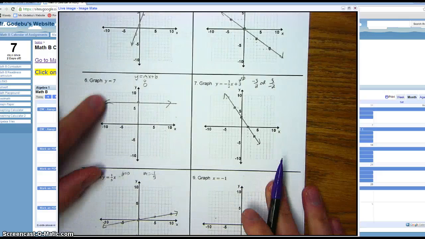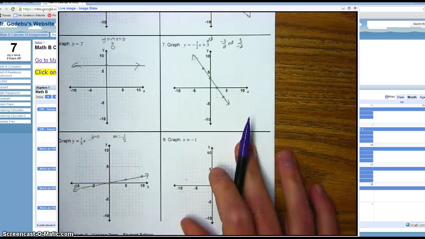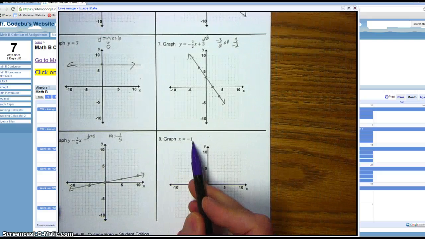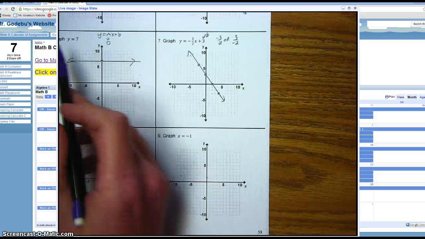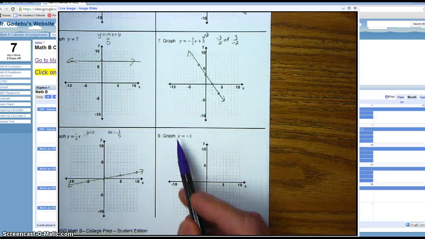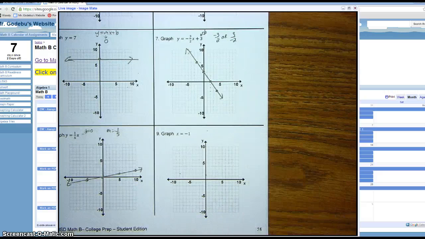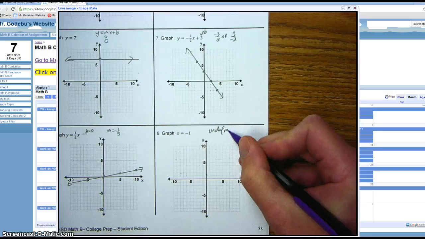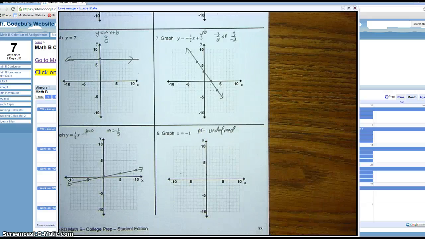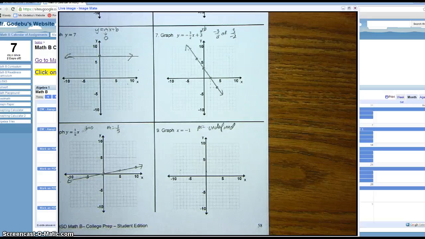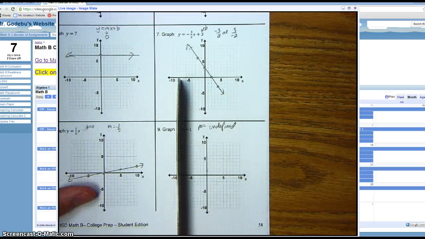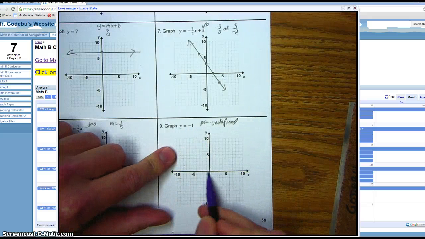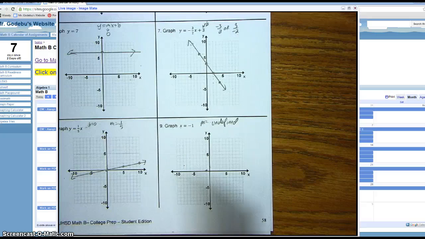Okay, number 7 has a y and no x. Number 6 has a y and no x. Number 9 has an x and no y. Well, if a y with no x is horizontal, guess what an x and no y is? Hopefully you're saying vertical. Guys, this is the one that has the undefined slope. The slope is undefined. And if it has an undefined slope, you know it's a vertical line. Well, where am I going to place that vertical line? Take a guess. Find x equals negative 1, which is right here, and just draw yourself a vertical line.